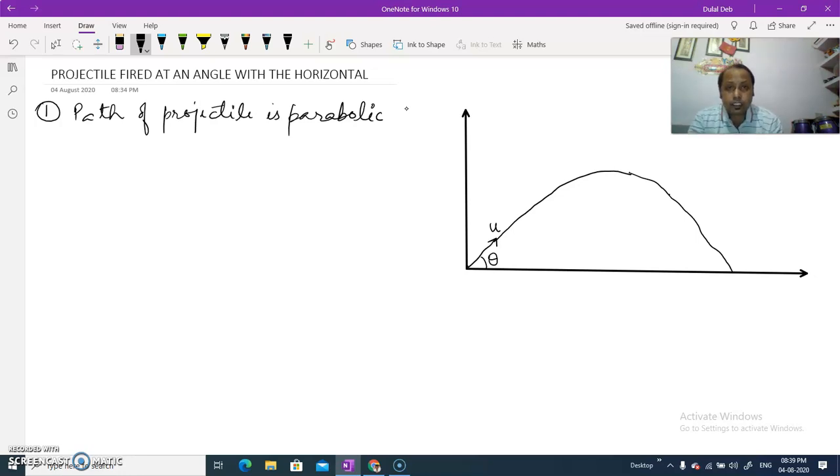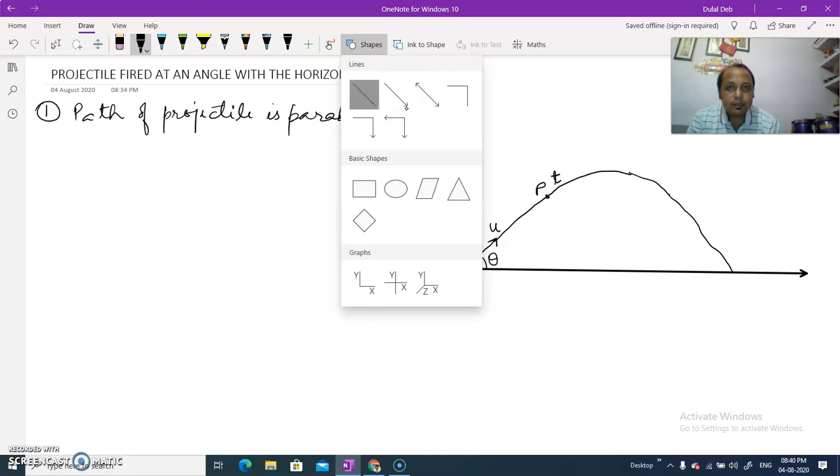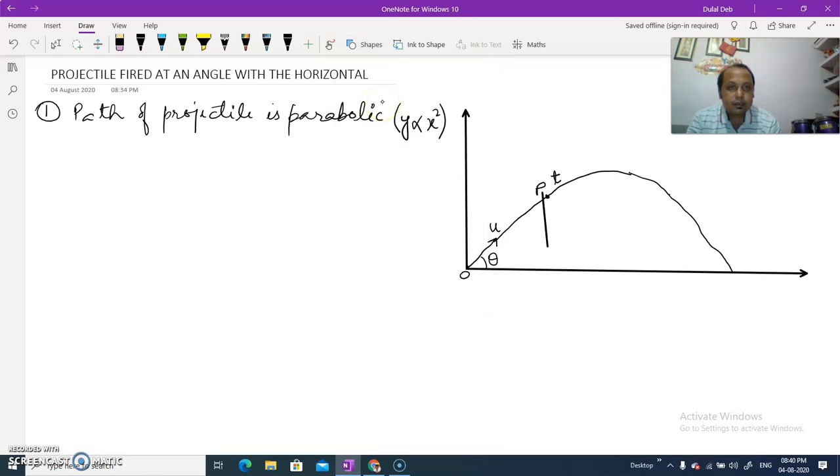We have earlier also discussed that when the path is parabolic, we have to prove either that y is directly proportional to x square, or that x is directly proportional to y square. So let us see how it can be done. Suppose we choose a particular point here. Let this point be P, and from the origin it reaches the point P at time t, by covering a horizontal distance. We can draw a line here.